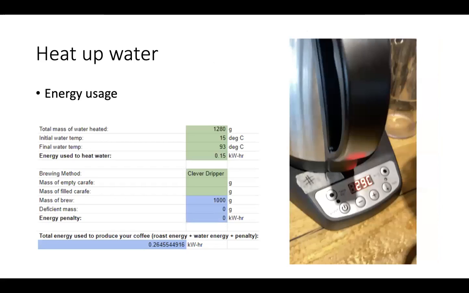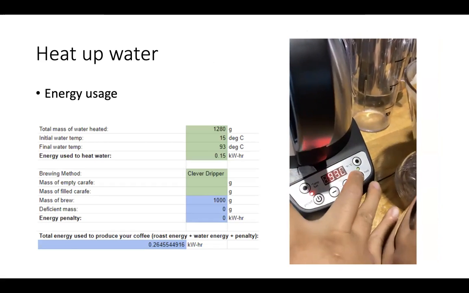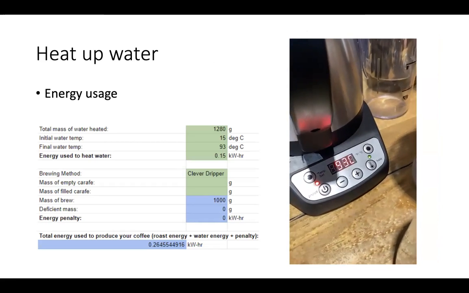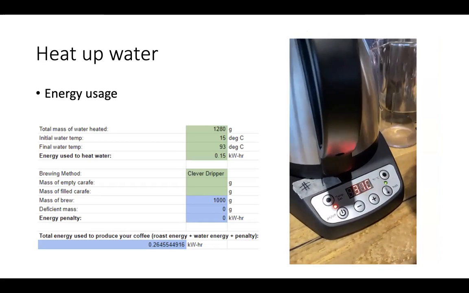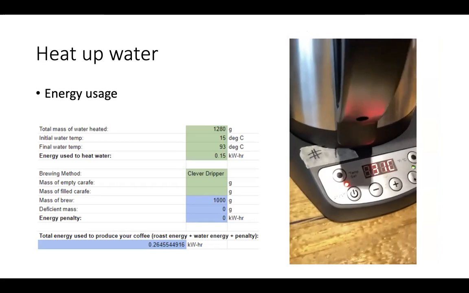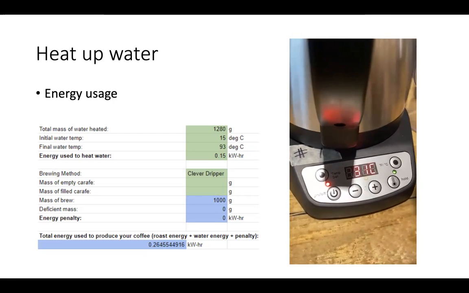And then here we have a demonstration of our water getting heated up in the kettle. As you can see, it's set at 93 degrees Celsius and its current temperature is at 42. Oh, look, the number's going up.